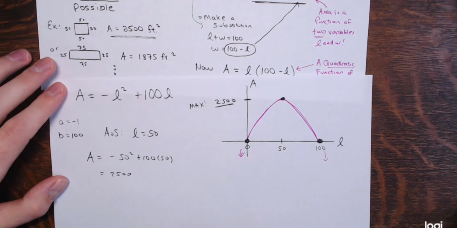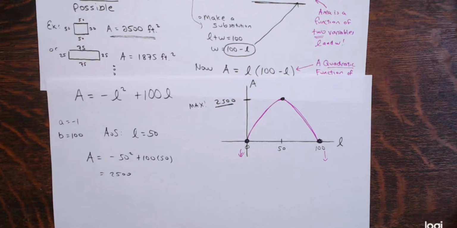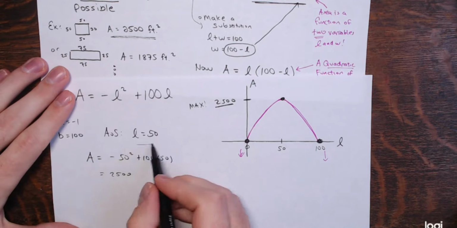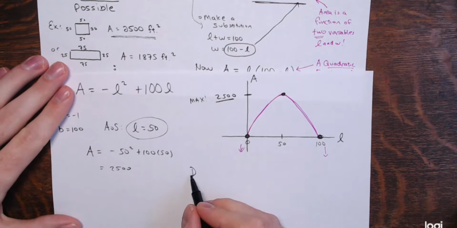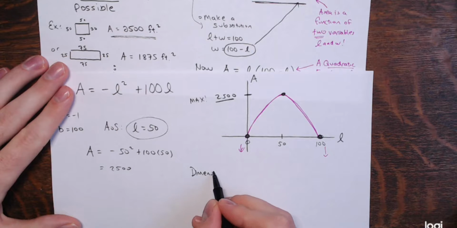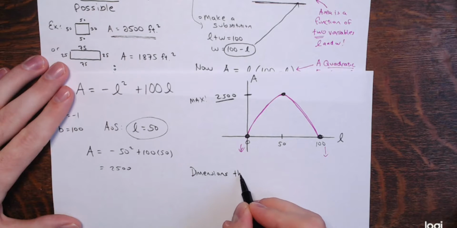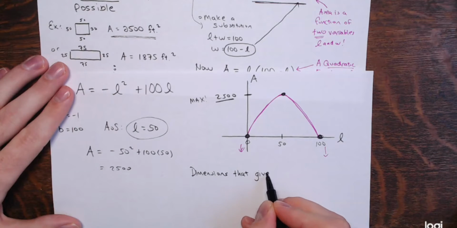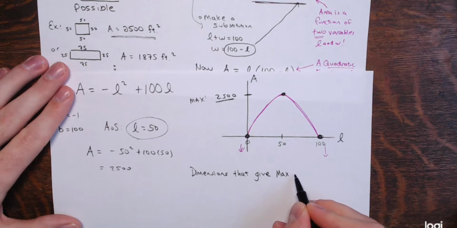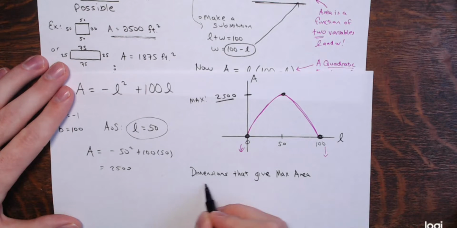And they asked us, what are the dimensions? What are the length and width? So the dimensions that give us maximum area are length, which was this L, was 50 feet.